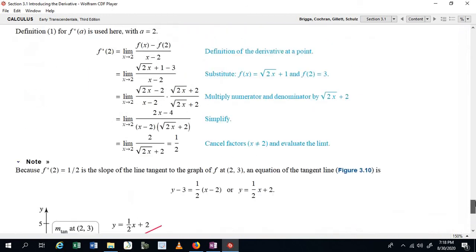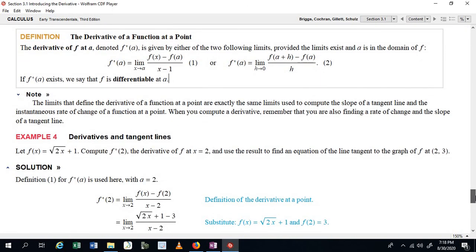Okay, so one thing that we've learned is that the derivative of f evaluated at a is actually equal to the slope of the tangent line at a. Okay, so just keep that in mind. Later on, in the next section, we'll talk about the derivative as a function of x. And we'll look at that in the next video.